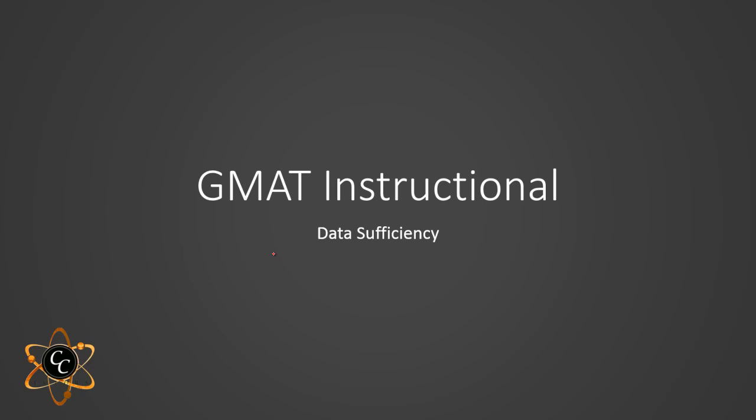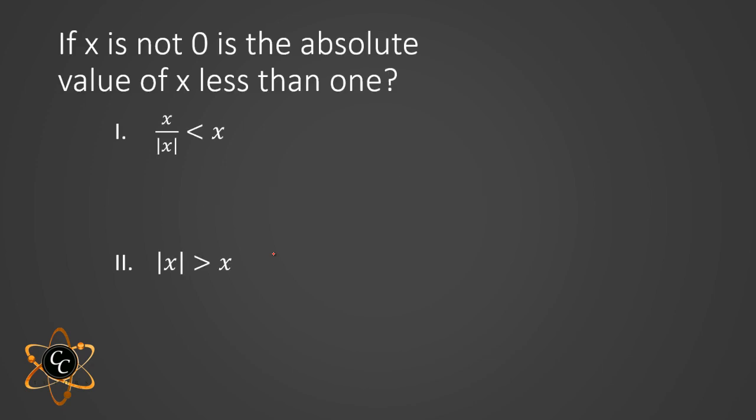We're going to do a quick instructional video on a data sufficiency problem. If x is not 0, is the absolute value of x less than 1? So the first thing we want to do is rephrase this question. So x does not equal 0, and we want to know, is the absolute value of x less than 1?